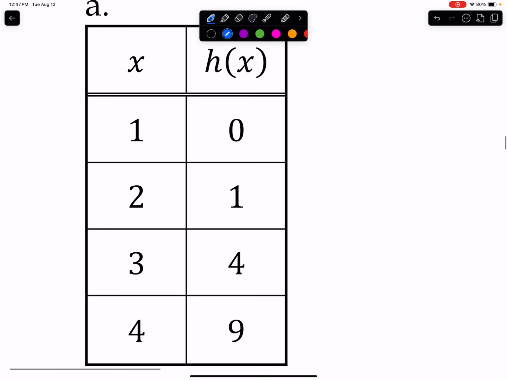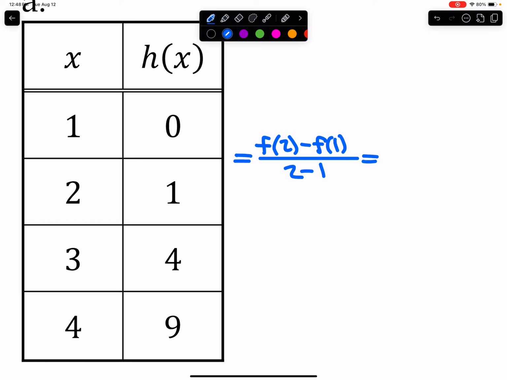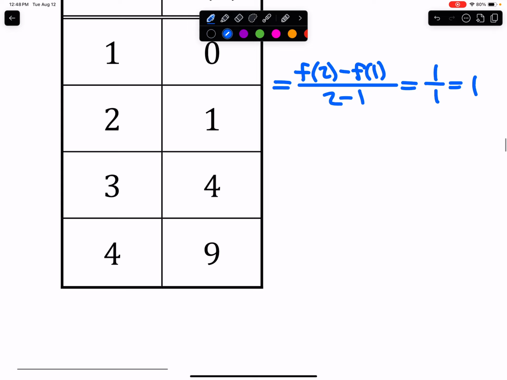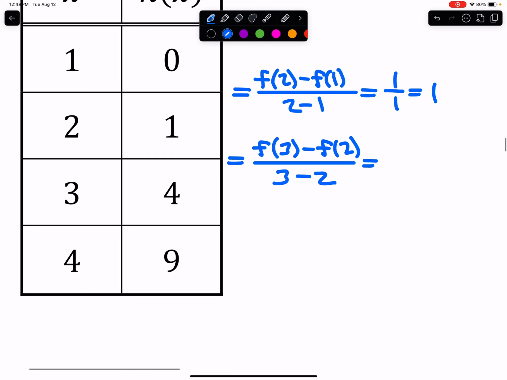I'm going to find the average rate of change from 1 to 2. I know this is annoying, but I'm going to shorthand it a little bit. So f of 2 minus f of 1 over 2 minus 1. That's going to be 1 minus 0, which is 1, over 2 minus 1, which is just 1, which is just 1. Looking at the next one, I'm going to do f of 3 minus f of 2, over 3 minus 2. So the output at 3, which is 4, minus the output at 2, which is 1, over 3 minus 2, which is 1, well, that gives you 3.